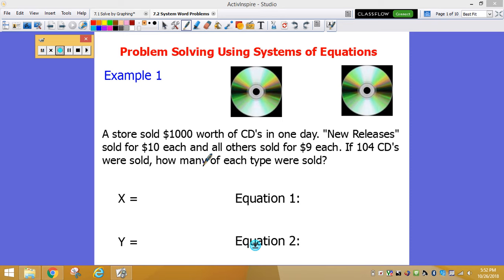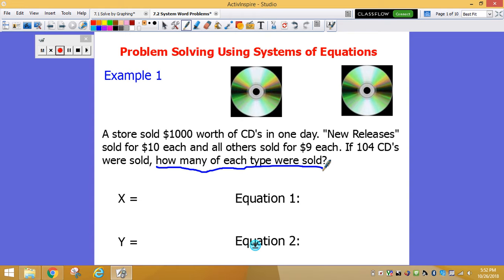A store sold $1,000 worth of CDs in one day. The new releases sold for $10 each, and all the others sold for $9. If 104 CDs were sold, how many of each type were sold? So the first thing I want to figure out is what are going to be my X and my Y. If you read the question, it will tell you what to make X and Y. So my question is, how many of each type were sold?